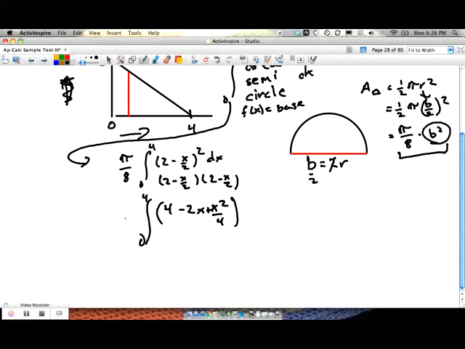Actually, we've got to take the antiderivative of that. So the antiderivative of 4 is really 4x. And the antiderivative of 2x, pardon me, is x squared. And the antiderivative of x squared over 4 is really going to be plus 1/4 times x cubed over 3. So it's really x cubed over 12. If I were to put all those terms together.